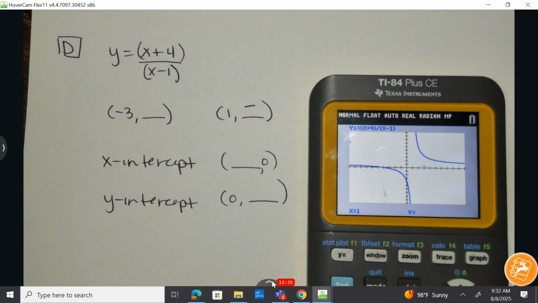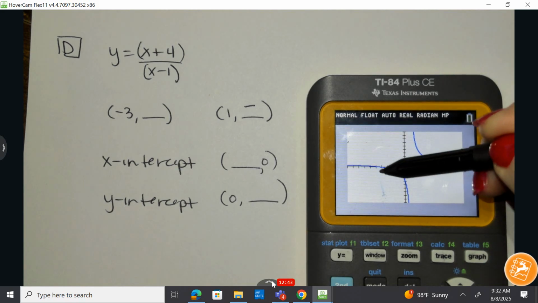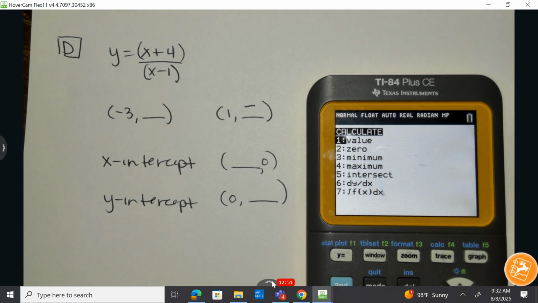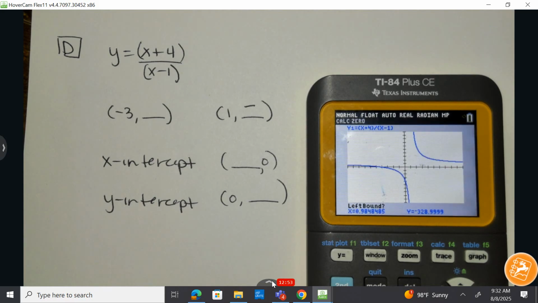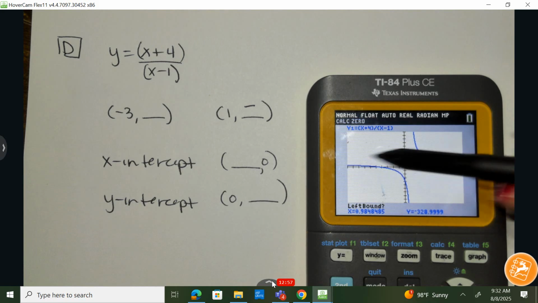All right, this is going to lead into our next lesson, but let's find the x-intercept. The x-intercept is when y equals 0. Let's come back here. Here is my x-intercept. Another term for x-intercepts is zeros. I'm going to teach you the fast method. Can everybody hit second, calculate, 0. Second, calculate, 0.